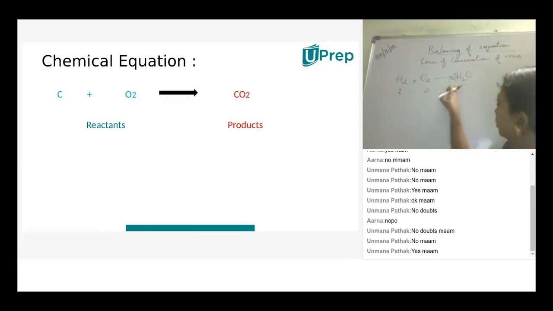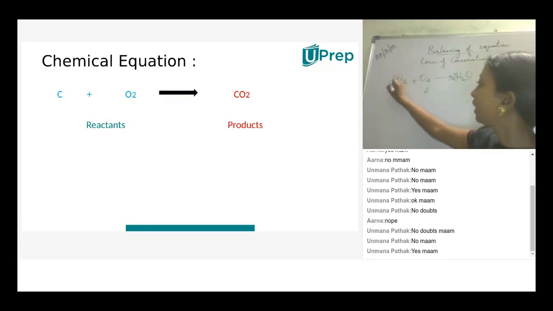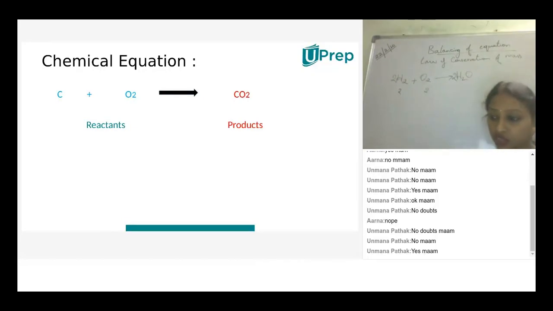So when we add the number to the prefix, what happens, children? Is the equation balanced? No, the equation is not balanced. Here nothing is there, which means we consider it as 1. 2 into 1, 2. Here 2 oxygens are balanced. But think about the hydrogens. 2 twos are 4. But here only 2 hydrogens are there. So you need to add 1 more 2 over here. So now see the numbers in both reactants and products. 2 twos are 4, 2 twos are 4. So 4 hydrogens, 4 hydrogens.